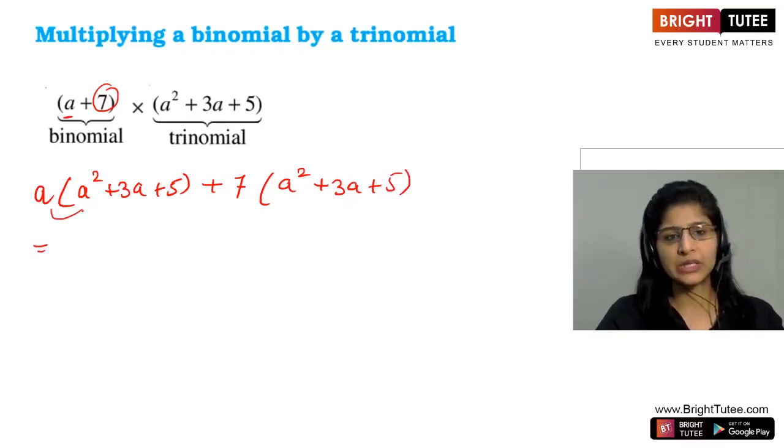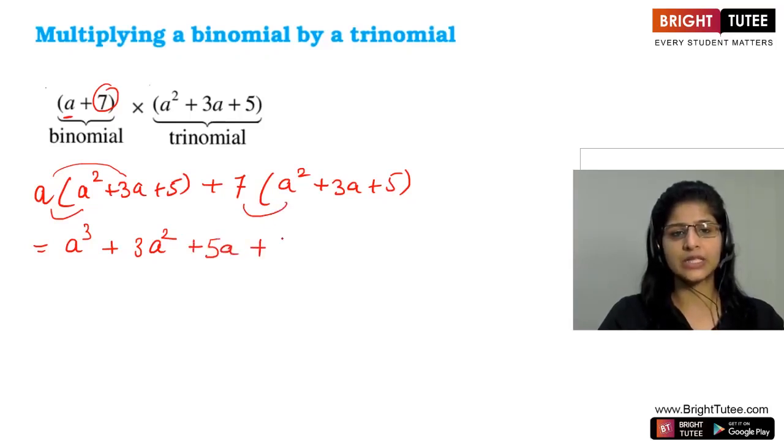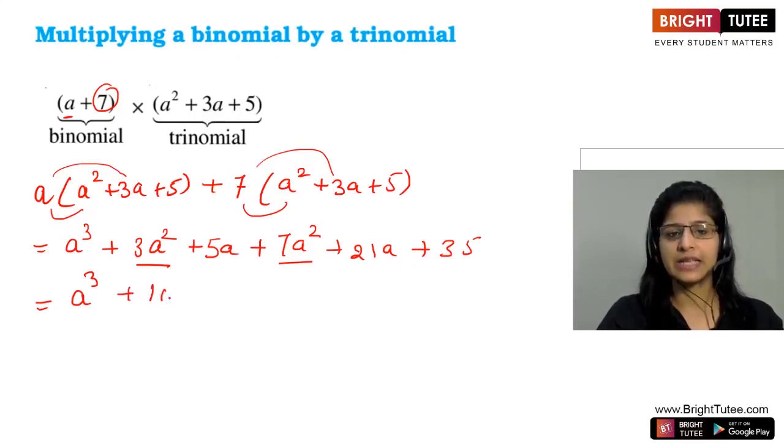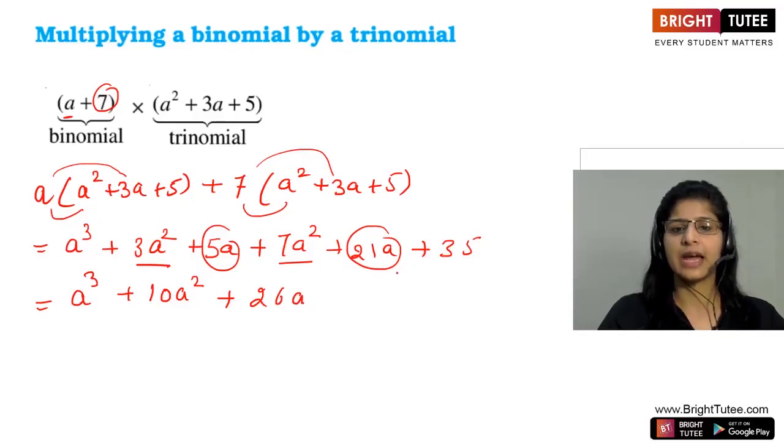So just see, a into a square is a cube, plus a into 3a is 3a square, and 5 into a is 5a, plus 7 into a square is 7a square, plus 7 into 3a is 21a, plus 7 into 5 is 35. So we will combine the like terms now. Is there any term having a cube? Just one term, a cube. For a square we have 3a square and 7a square. So 3a square and 7a square is 10a square, plus 5a and 21a makes 26a, right?